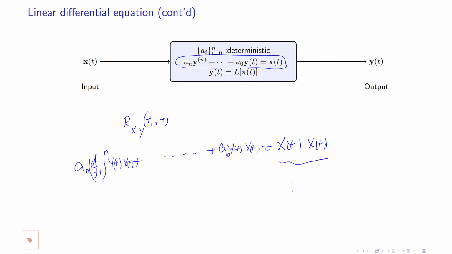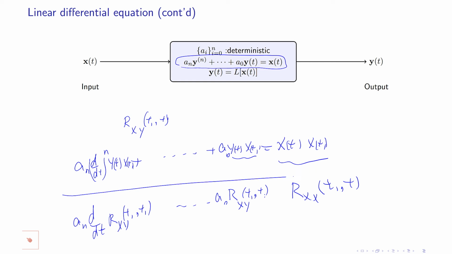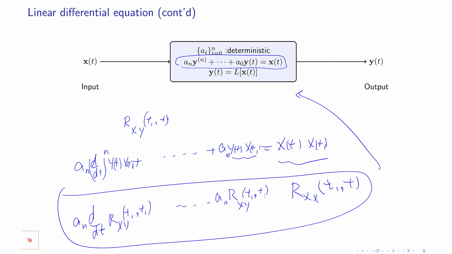So the expected value of this becomes r_xx(t1, t), and the expected value of these becomes r_xy(t1, t), a_0, and so on, and these will become a_n d/dt of r_xy(t1, t). So we see that this is the same linear differential equation that was here, but the input is this one and the output is this one. So what I could conclude is that I could solve the same linear differential equation for this input, and the solution of the differential equation becomes the cross correlation between input and output, and that's interesting.